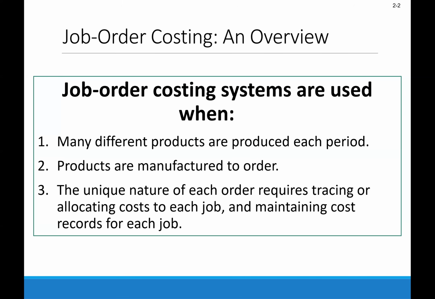Think about an automobile you have custom made with a certain type of paint, a certain type of stereo system, a certain type of leather seats, a certain type of engine, upgrades. When something like that is produced, they need to keep track specifically of what is going into that automobile, because it's not necessarily going to be the same for another automobile. It's going to be unique. A house is a great example of job order costing.